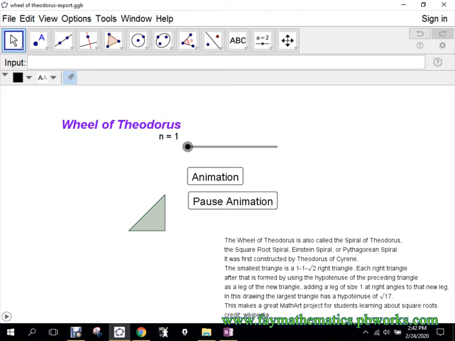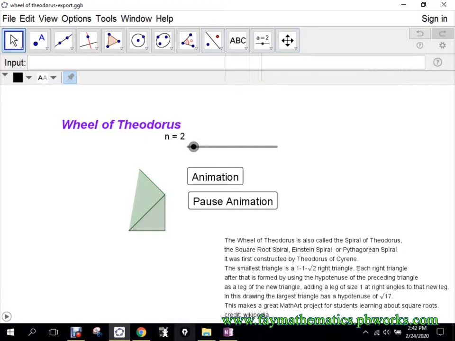And this is Wheel of Theodorus one. But what we're saying here is that we're starting with side lengths of 1. That's a 45, 45, 90 triangle. Then we'll build another triangle on top of it. But that triangle there has legs that were the hypotenuse of the previous triangle, right?